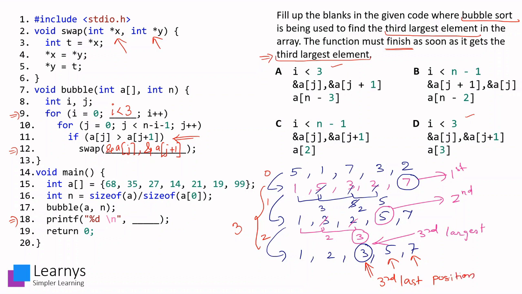So, what is my last position? My last position is n minus 1. My second last position is n minus 2. And my third last index is n minus 3. So here I can say a of n minus 3. So my correct answer is option number A, where the i loop will run for i less than 3. Swapping will be done in a of j and a of j plus 1, and the third largest element will be placed at a of n minus 3.